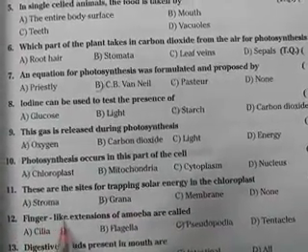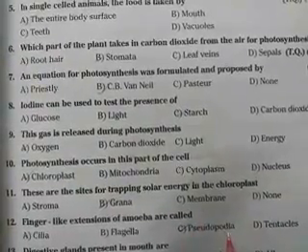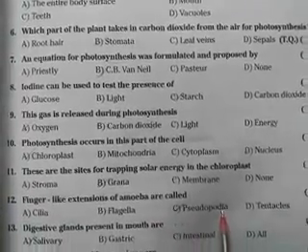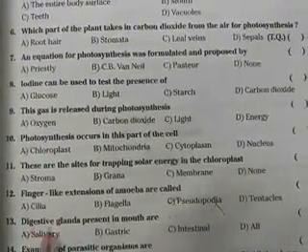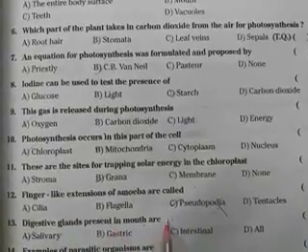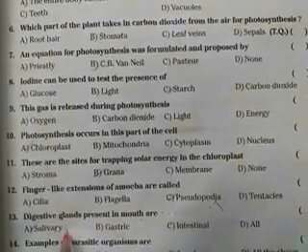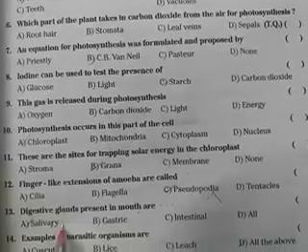12th bit. Finger-like extensions of amoeba are called pseudopodia. Amoeba contains pseudopodia. With the help of the pseudopodia, it shows locomotion. Locomotion means movement. 13th bit. Digestive glands present in the mouth are salivary glands. Salivary glands are seen in our mouth. Okay.